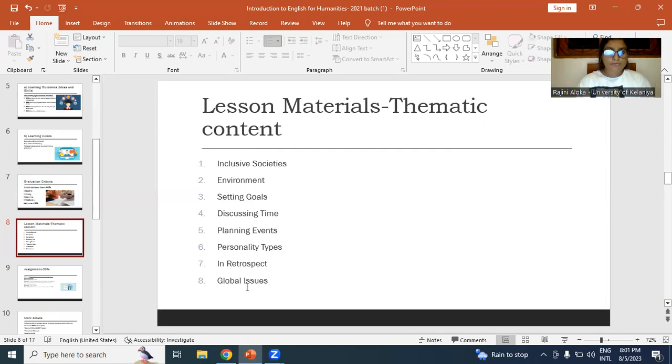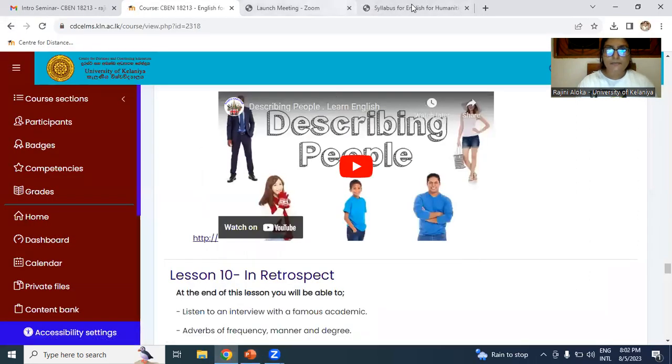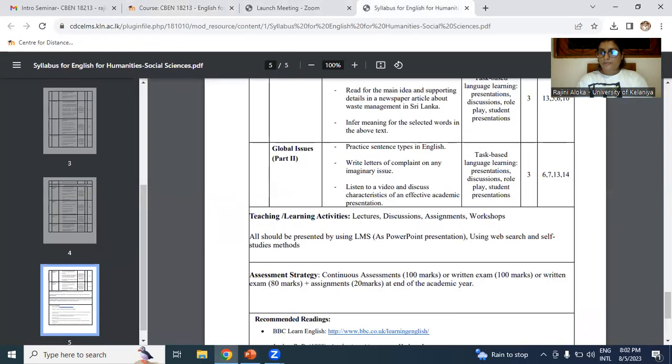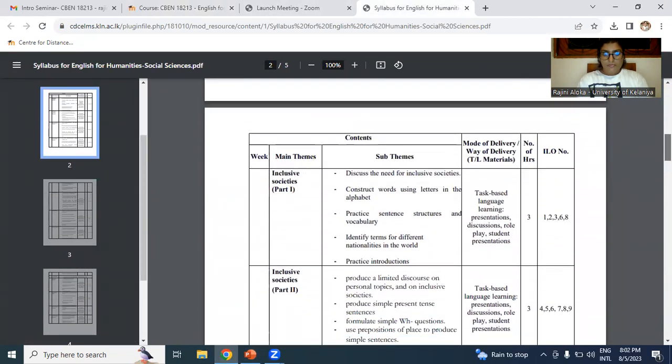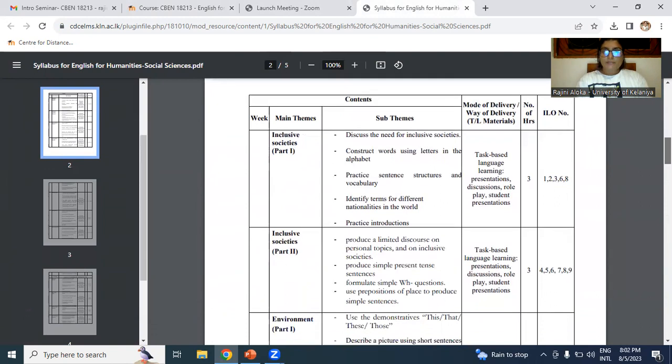Okay, so let's go through these lessons first, the content. Inclusive society part 1, you have discussed the need for inclusive societies. An inclusive society means a society where everyone lives together equally, inclusive. Okay, so we will be discussing about these.